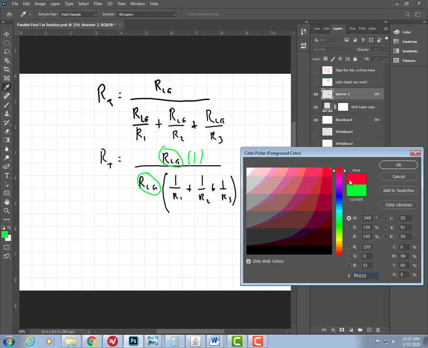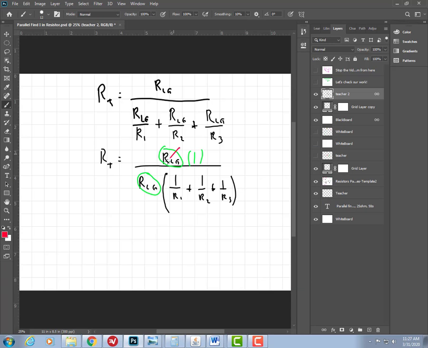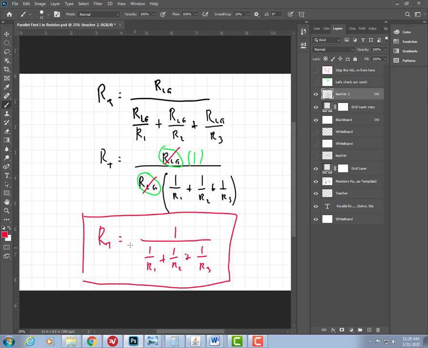Let's use a red. We can take out that, and we can take out that. So what we're left with is R total equals 1 over R1 plus 1 over R2 plus 1 over R3, which is our basic formula.